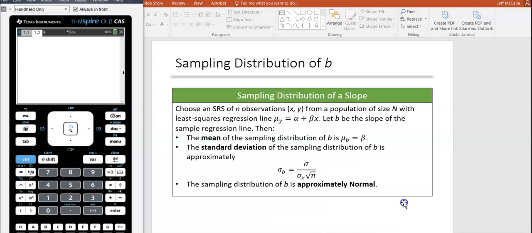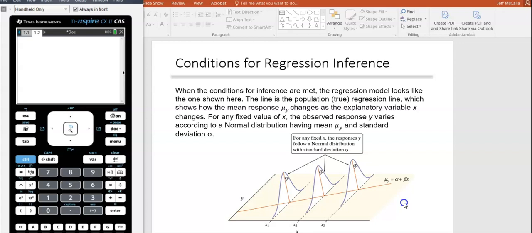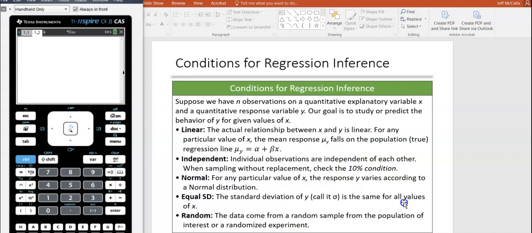Choose a simple random sample. What is the sampling distribution? You want to talk about the mean of the sampling distribution, which is beta, the standard deviation, which again we just went over that formula, and then the sampling distribution of b is approximately normal. Those are the things we're looking for to describe that. Very strange looking graph here. It looks like 3 different samples. The red line that runs through all 3 is the regression line of the population for the slope. So it's the measurement of slope there.